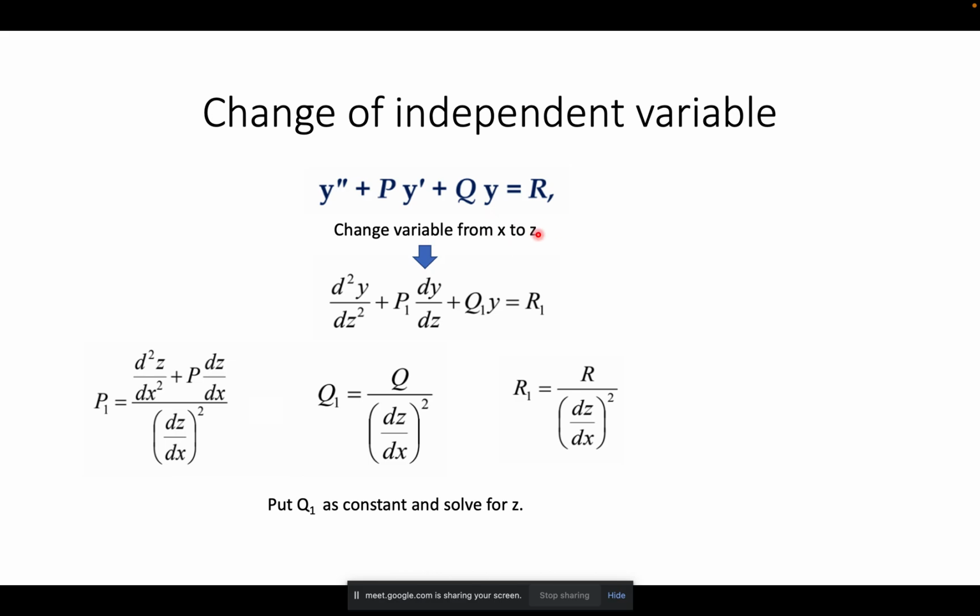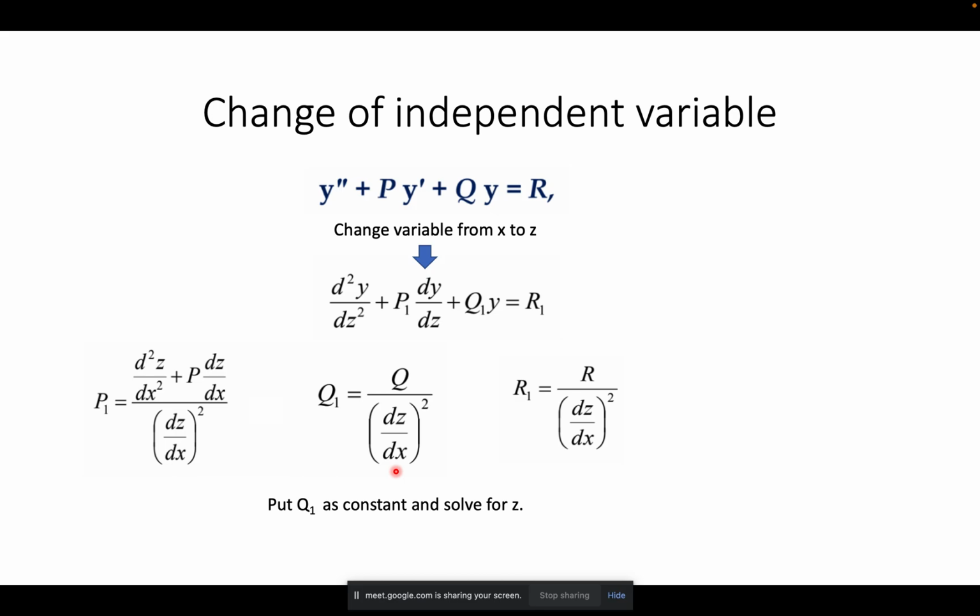So after just changing the variable, you can get this type of differential equation, and the various values of p1, q1 and r1 can be computed using these formulas. Now what one can do right now is put this q1 as a constant. So if one puts q1 as a constant, from there you already know what is the value of q, and from there you can get what will be my function z's dependence on x. So once you get the z dependence on x, you can easily solve this differential equation. Again, we will be solving some examples where we will be implementing this method in order to solve the differential equation.